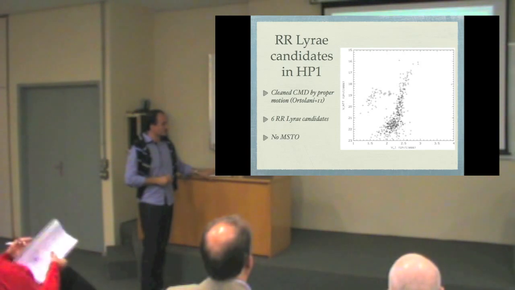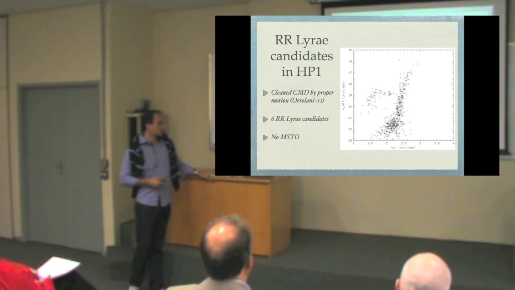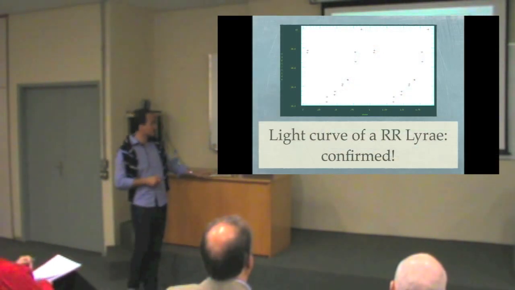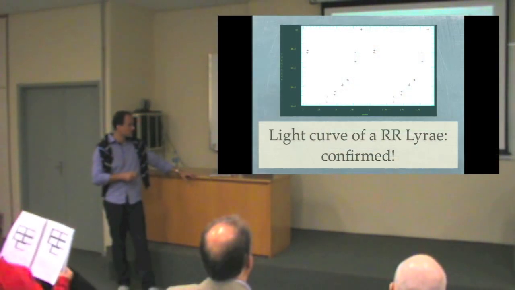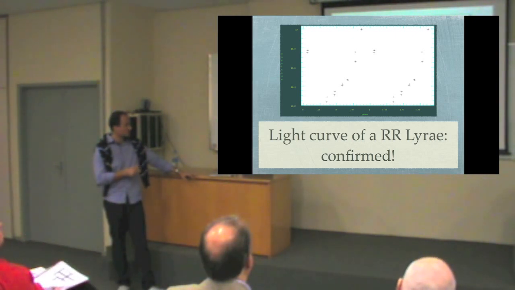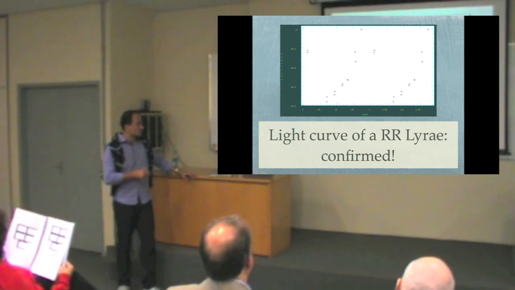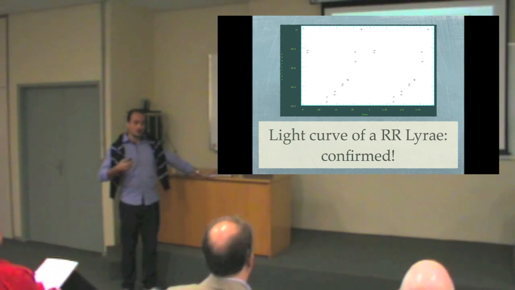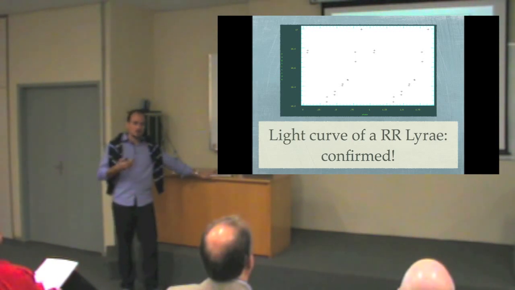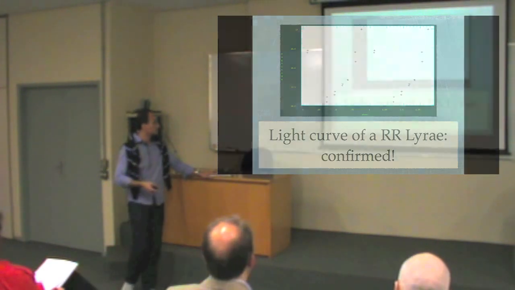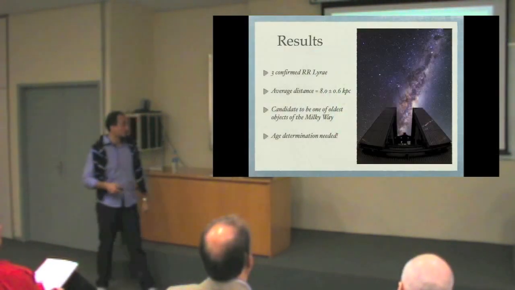So we've taken these RR Lyrae candidates because they are distance indicators. And we derive light curves for them here. This is the variability of the magnitude, the magnitude of the star over time. This is the phase. And here's the variability of the star. So the period of this variability against the magnitude, the luminosity of the star, you can use the period-luminosity relation with some coefficients from the literature and derive their distances.